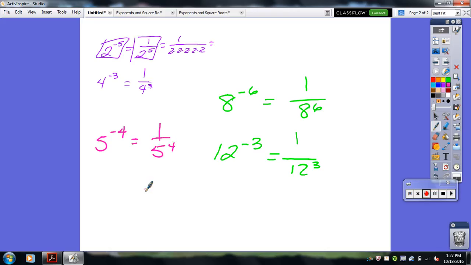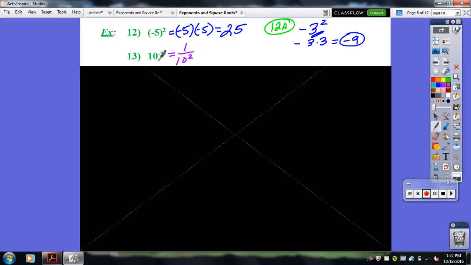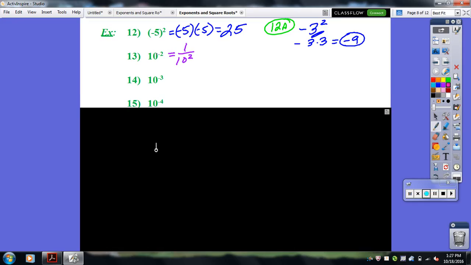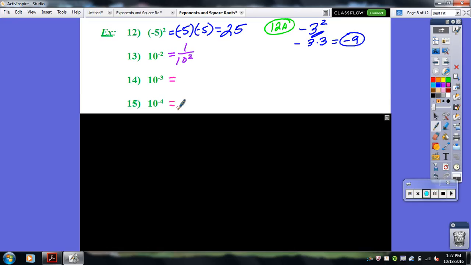Good news and bad news. Bad news is we're going to do more than just do this. So I'm going to do something along this line. The good news is all of these bases, 2, 4, 5, 12, and 8, the only one I need you to know is base 10. So speaking of which, please do what I just did on 13. Do that on 14 and 15, please.